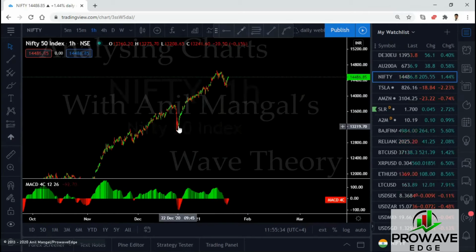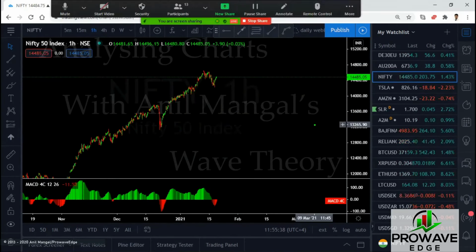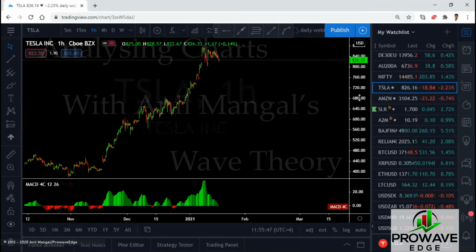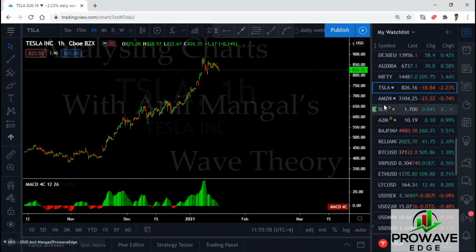You can see this deep pullback they had, you're going to get a series of those, and you're going to get a series of running flats. So look for buy setups. Take profit because they'll pull back. Tesla, you're getting a buy setup. You're getting a correction here now, right? You get this, you get that, and you go. Sorry. You're getting a correction here for buy, which means more upside.